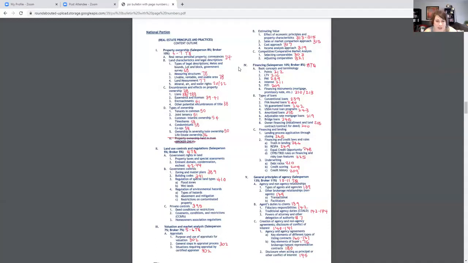Types of ownership. I think that your 2 big rocks of this section are going to be tenants in common and joint tenancy. Joint tenancy can be married or unmarried couples, 2 or more. The key thing with that one is the right of survivorship.